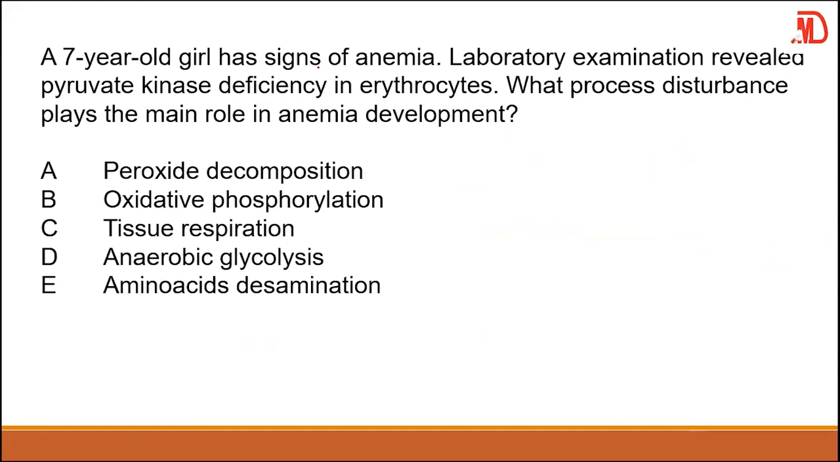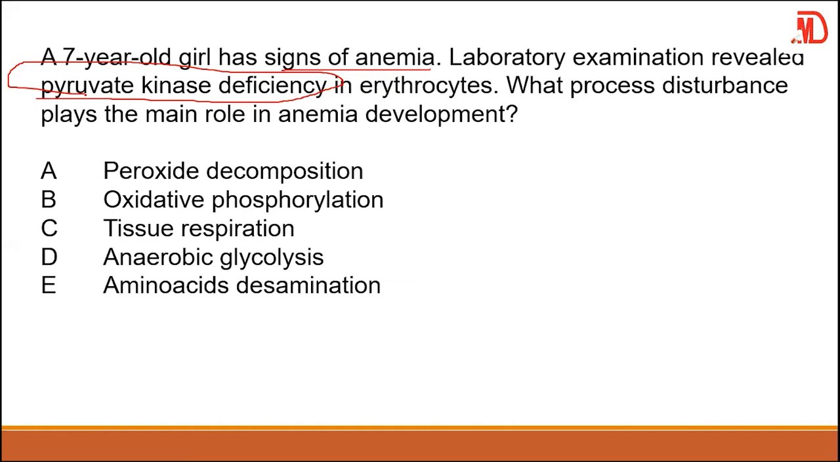A 7-year-old girl has signs of anemia. Lab examination revealed pyruvate kinase deficiency in erythrocytes. What process is disturbed, guys? Now, why do we need pyruvate kinase? Pyruvate kinase helps us to enter into the Krebs cycle, and to produce energy in the Krebs cycle, you need oxygen. So pyruvate kinase is actually used in aerobic glycolysis.